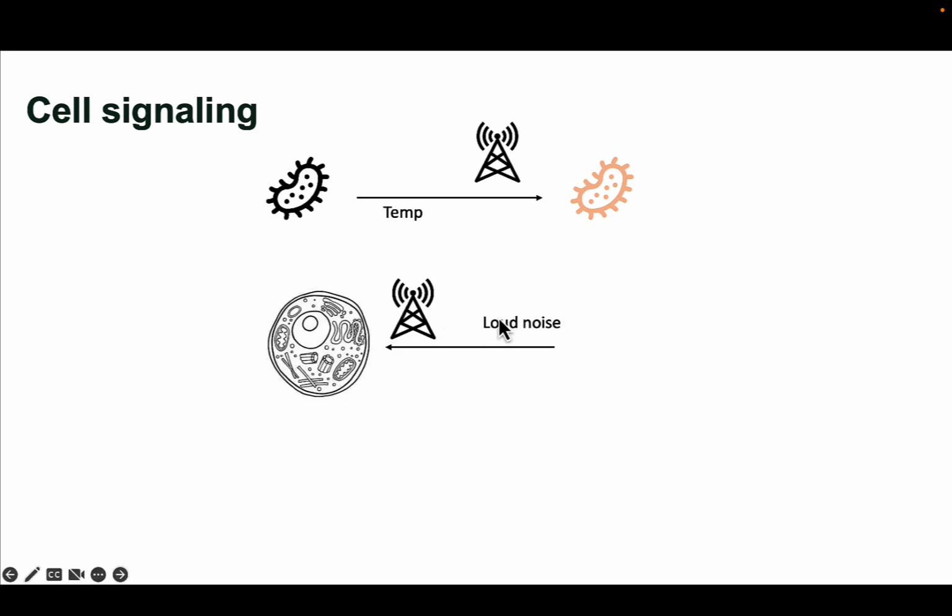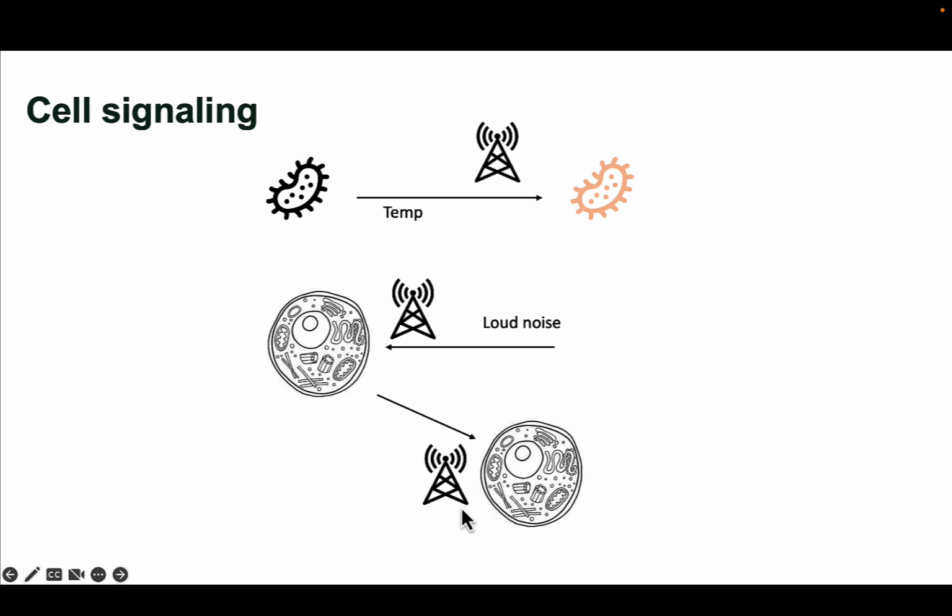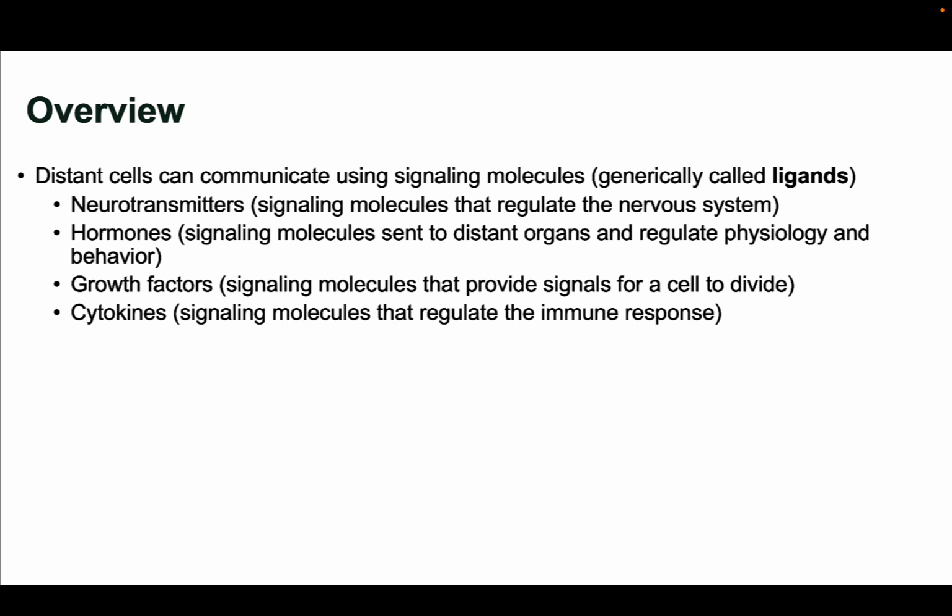So for an example, let's consider when you hear a loud noise or you're scared. This is sensed by your neurons, and then this sends a signal to begin producing epinephrine. And then epinephrine could be received by different cells in the body to mobilize glucose and give you the energy for a fight or flight response.